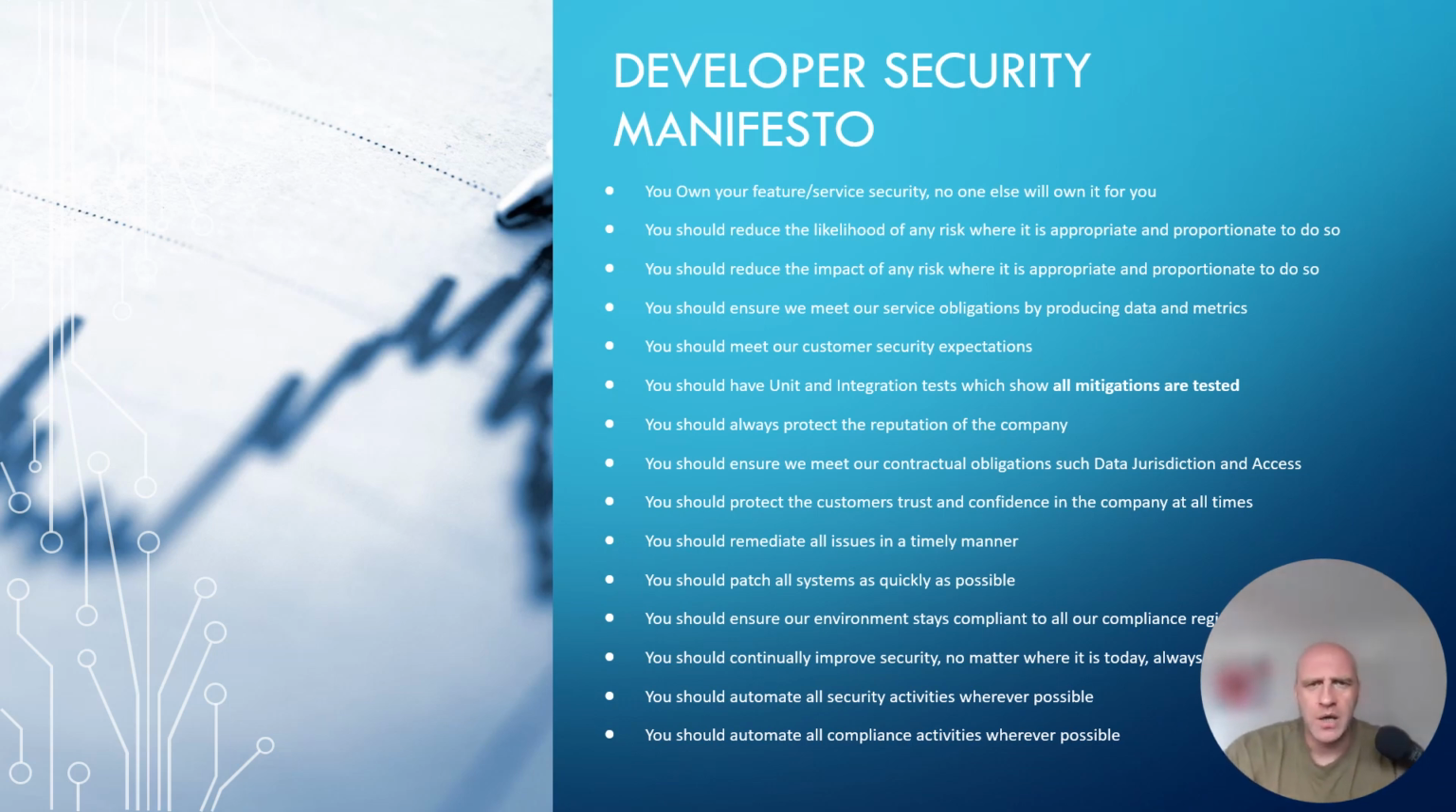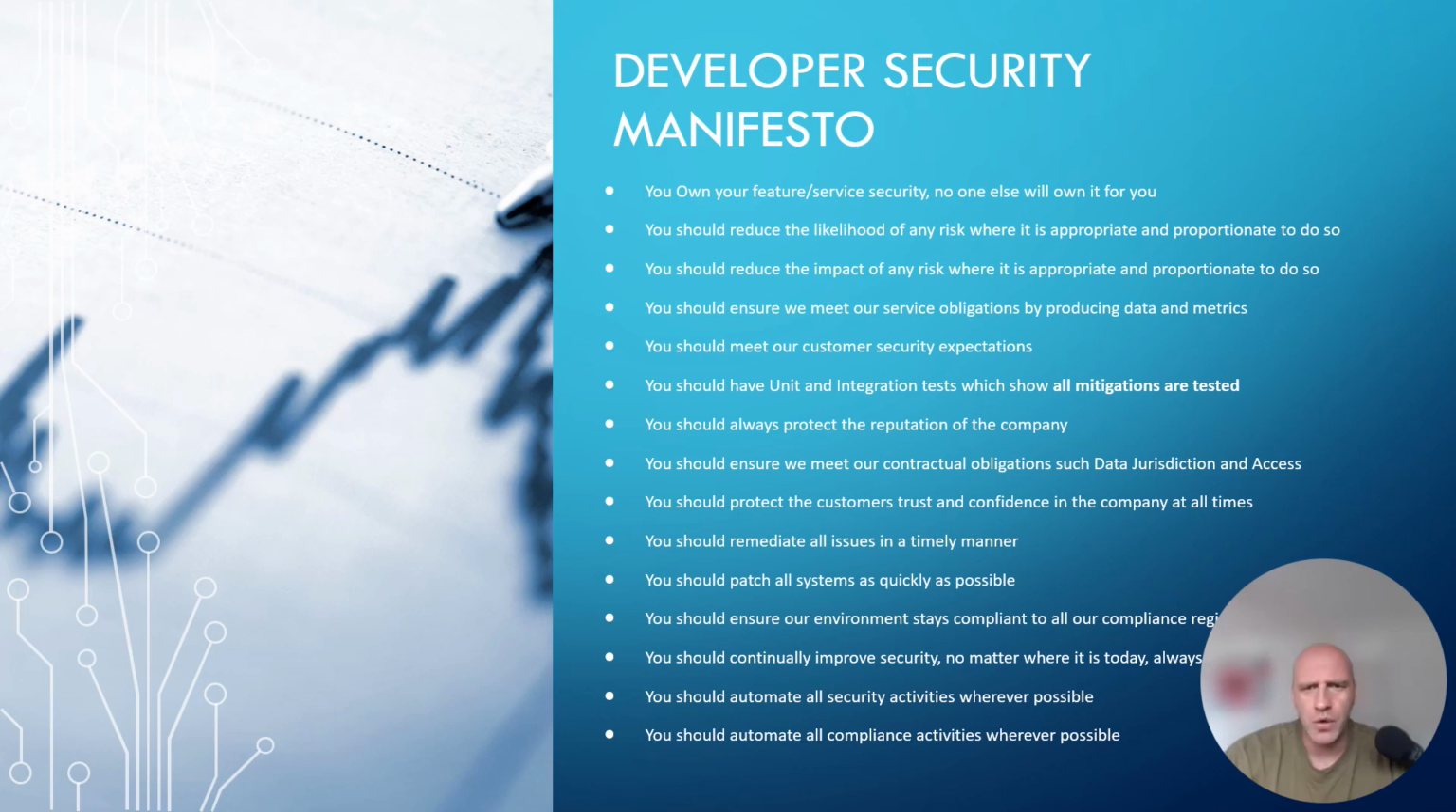Together with the security bar, I also always like to develop a specific number of statements, named the Developer Security Manifesto, essentially statements that developers have to live by. It starts with: developer, you own your feature, service, and security. No one else will own it for you. You should reduce the likelihood of any risk where it is appropriate and proportionate to do so. You should also reduce the impact of any risk where it is appropriate and proportionate to do so.